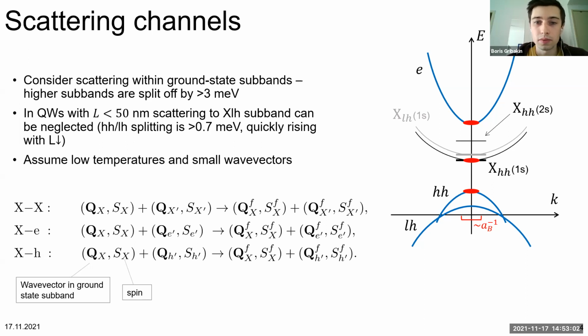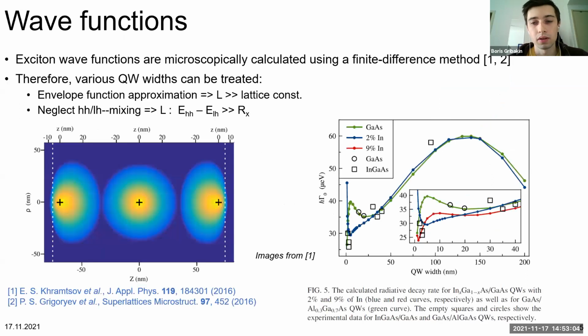Right. So if we're talking about scattering, quantum mechanical treatment is of course necessary. So that's why we need to obtain the wave functions somehow. And this is actually a point where the limitations of most previous studies become very apparent.